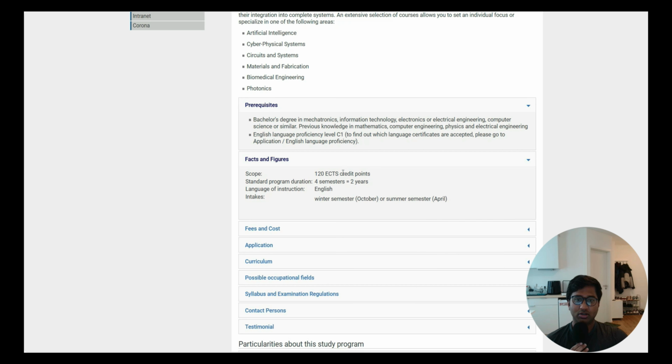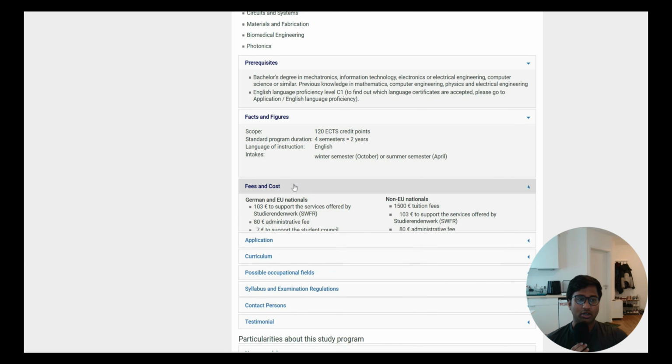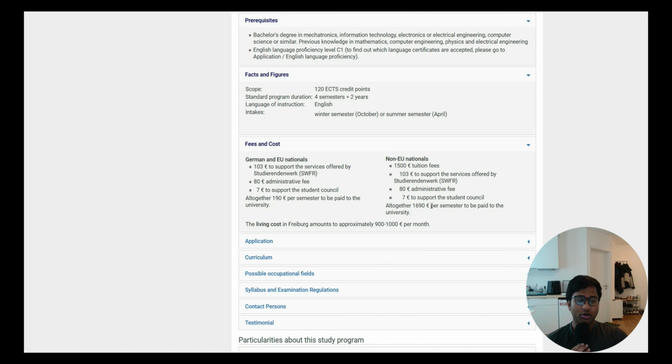Then facts and figures, we already talked about. Fees and cost, as I mentioned, for non-EU students, University of Freiburg has 1,500 euros because it comes under the Baden-Württemberg state. So you need 1,500 euros plus the semester contribution, which comes to around 200. That's the reason altogether it counts up to 1,690 or 1,700 per semester. The living cost is approximately 1,000 euros, but you need not worry about this in the first semester, because you will be booking the blocked amount.